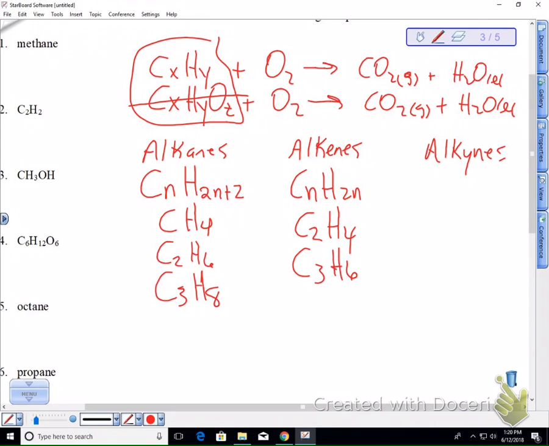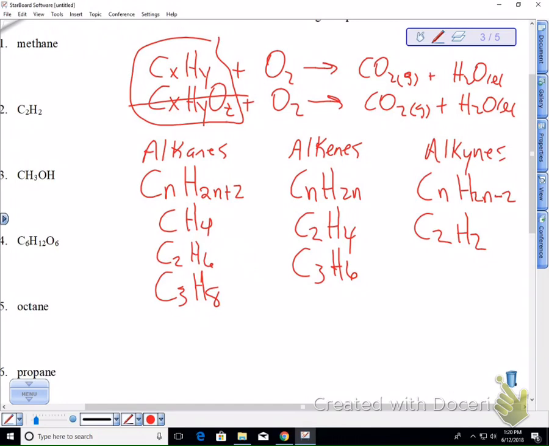Same thing with alkynes. Alkynes are where you have at least 1 triple bond. The generic formula for alkynes is CnH2n minus 2. The simplest alkyne is C2, and there would only be 2 hydrogens. And that's called acetylene. I'm sure you all have heard of acetylene.